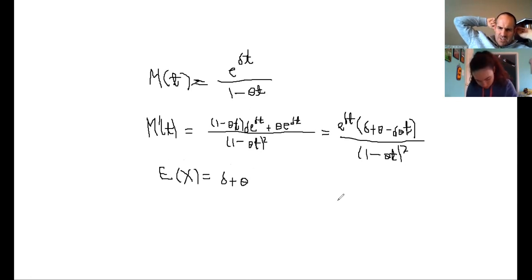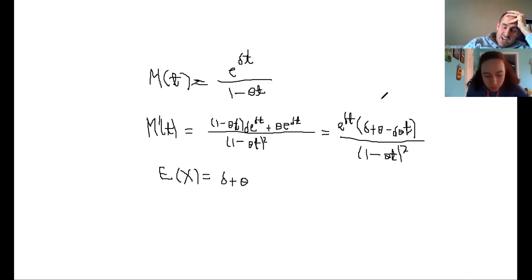And I guess I'll leave it up to you, but to get the other thing, you would have to take this thing right here and just take the derivative again. That's going to be annoying because the top is a product. But it's definitely doable.